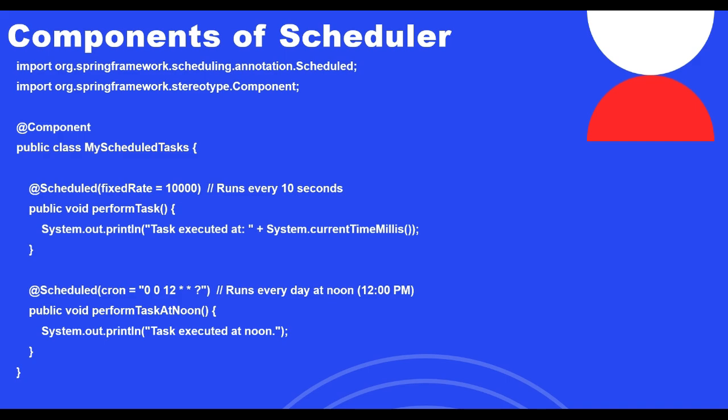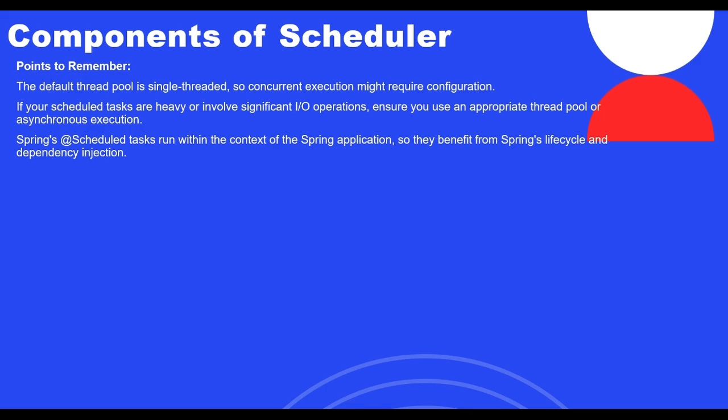Now if you see here, this is the same example we have already discussed. These are just timing and rate changes over here, right? So the point to remember when you are dealing with the scheduler is that if you are not defining any task scheduler and you are not defining any thread pools, it will be executed on a single-thread basis, okay, right?